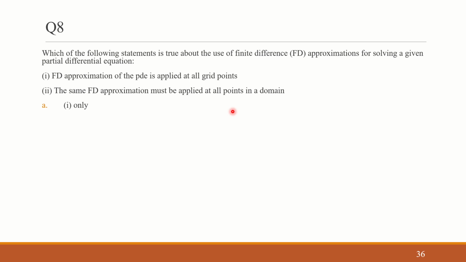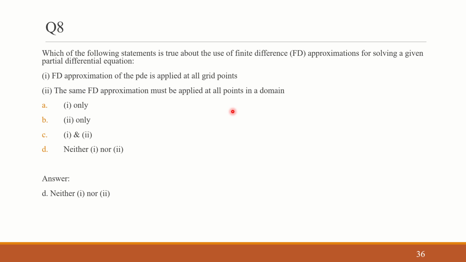First one, FD approximation of a PDE is applied at all grid points. This is false. And second one, the same FD approximation must be applied at all points in a domain. This is false as well. Option A: 1 only, option B: 2 only, option C: 1 and 2, option D: neither 1 nor 2. So option D is the right answer. Why? Because is FD approximation applied at all grid points? No, right? Which points are we excluding? We are excluding the boundary points.